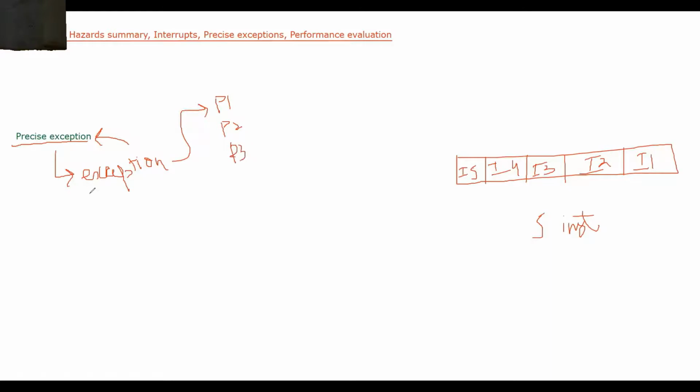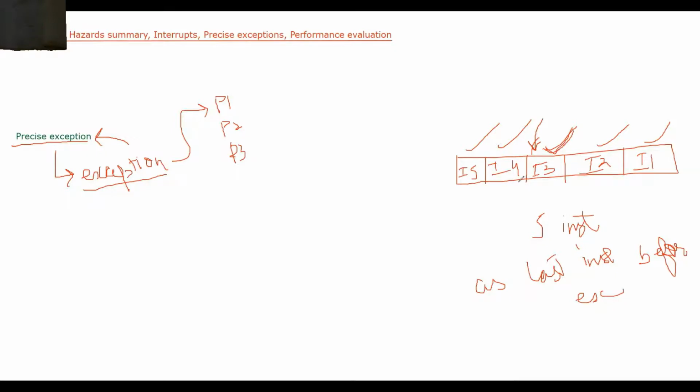So when an exception occurred, I have to mark one instruction in the pipeline, any instruction of your choice. You can mark this instruction, this instruction, this instruction, this instruction, or this instruction. That is your choice. So mark one instruction in the pipeline as the last instruction before exception. Let's say we have marked this I3 as the last instruction before exception.